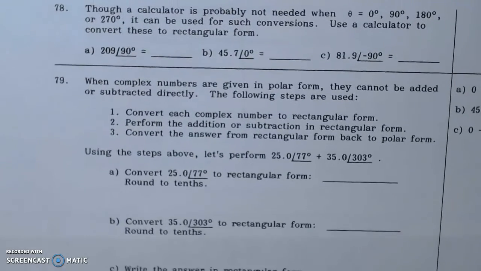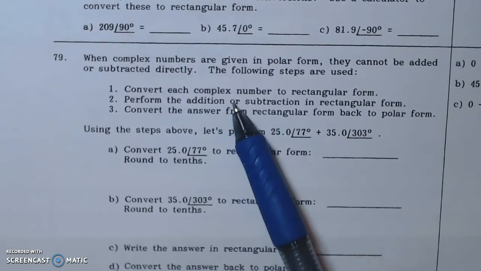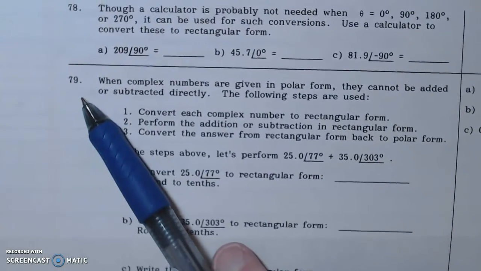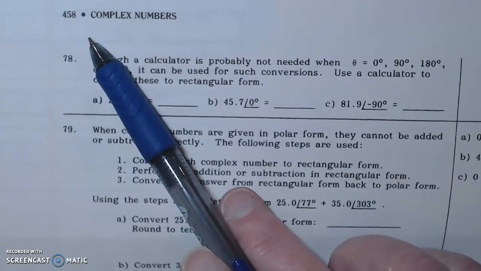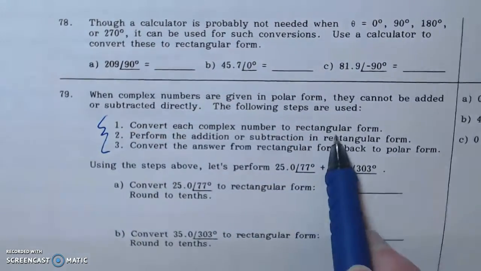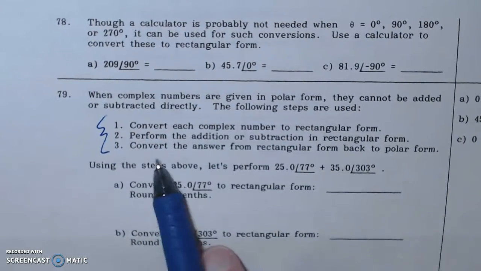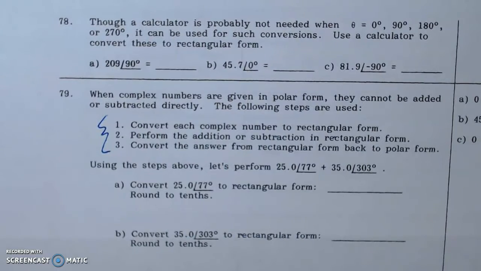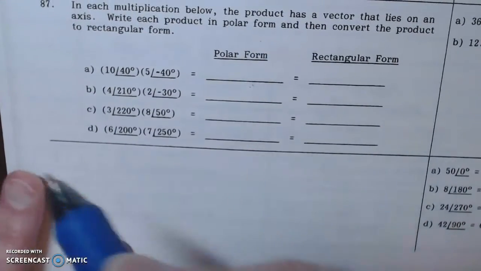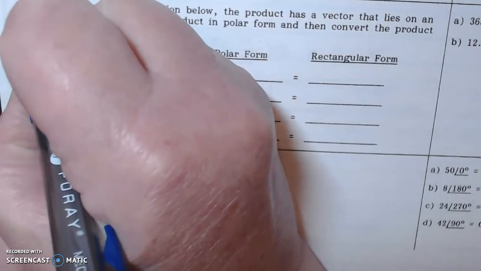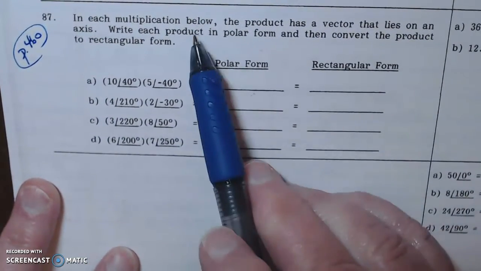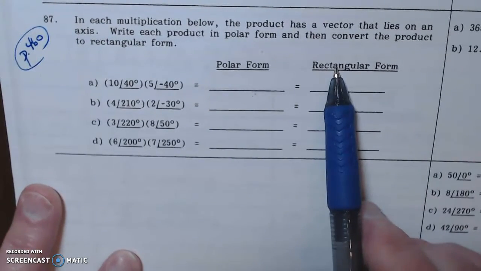If you're interested in the book's discussion of how to add or subtract complex numbers in polar, you can go to number 79 on page 458, where it discusses converting to rectangular, performing the addition or subtraction, and then converting back. So let's do some more practice and show some special cases. This is page 460, number 87. Some practice with multiplication in polar form and then having to convert to rectangular.